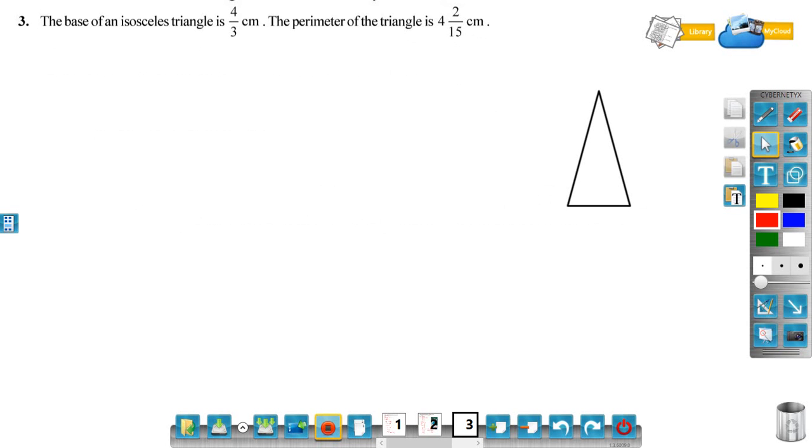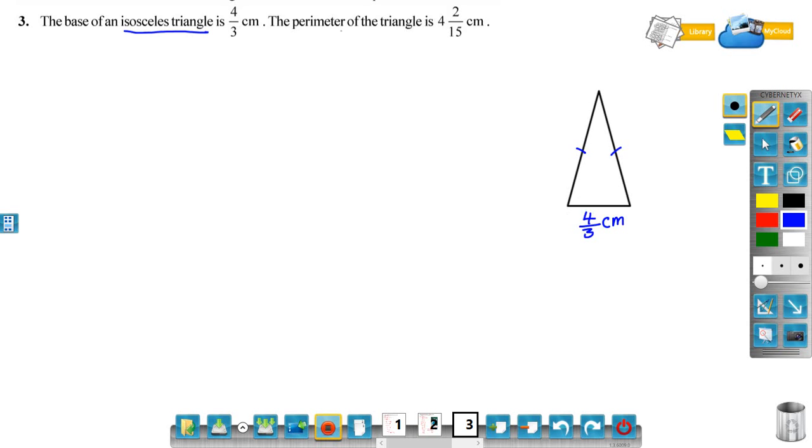What do you mean by isosceles triangle? Isosceles triangle means the triangle in which two sides are equal. Now it is a triangle having three sides. Isosceles triangle means two sides are equal. I'll take these two sides are equal. The base of the isosceles triangle is 4 by 3. Here this is the base. So this is 4 by 3 centimeter.